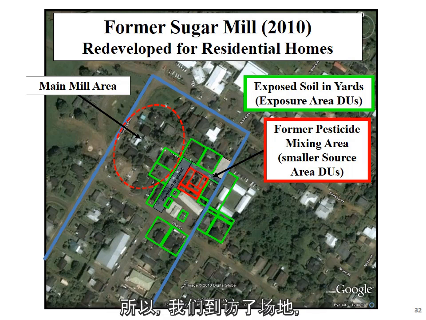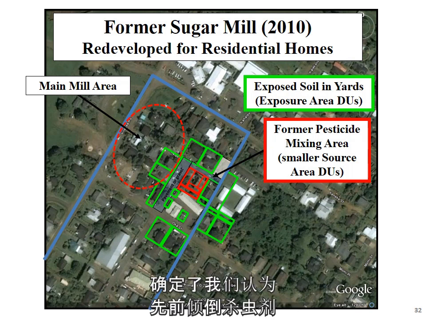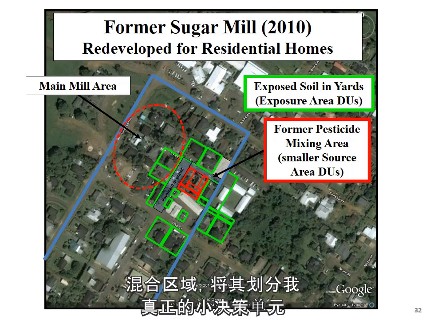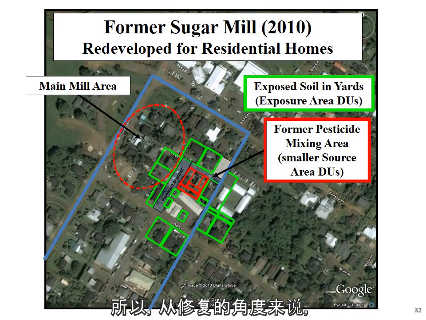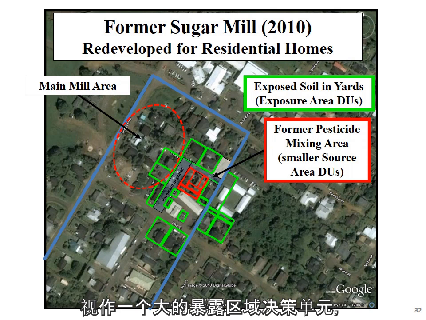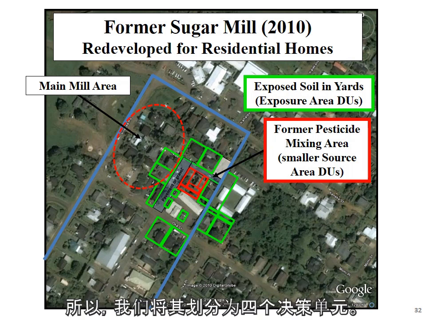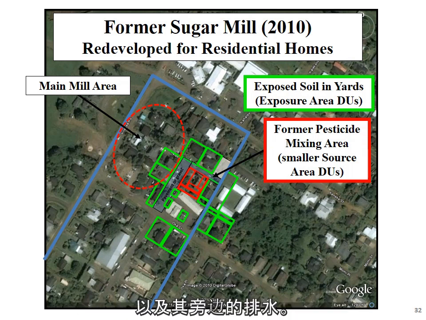So we went out to the site, identified where we thought the former pesticide mixing area was, and split it up into really small DUs because it's going to be expensive to dig all this stuff out if we do find it. So from a remediation standpoint, in addition to risk assessment, these are two house lots. We could have considered each house lot as one large exposure area DU, but we wanted some better resolution than that, so we split it up into 4 DUs. We'll look at those in a second, plus a drainage ditch beside it.